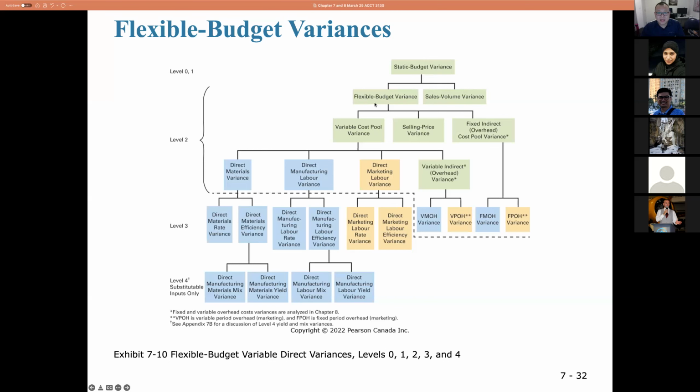The flexible budget variance can be further broken down into variable cost pool variance, selling price variance, and the fixed overhead pool. For the variable cost pool, there are materials, manufacturing labor, marketing labor, and variable overhead. Under each of these variances, there are rate variance and efficiency variance. Under efficiency variance, there are mix variance and yield variance. So these are the 4 levels of the variance.